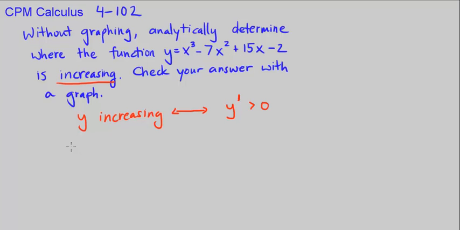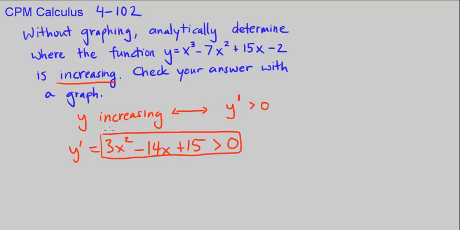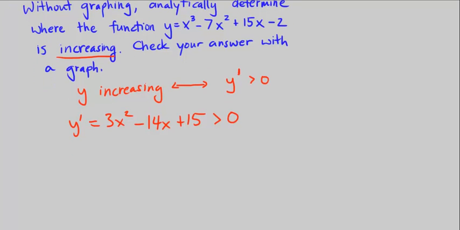Let's first look at y prime. Y prime is just the derivative here, so that's 3x squared minus 14x plus 15. And where is this greater than 0? We want to solve this inequality for x, and once we solve it, we know where y is increasing. All right, so how do we solve inequalities?